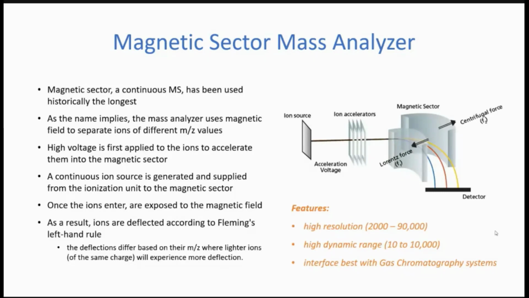So what's great about magnetic sector mass analyzers is they are very high resolution. So you can resolve isotopes using magnetic sector mass analyzers. Isotopes of metal atoms and very small mass differences. And you've also got a very high dynamic range. So you can measure anything from 10 to 10,000 Daltons in size. And these interface best with gas chromatography systems. This does not work well with liquid introduction.